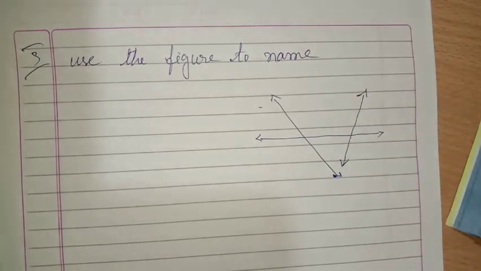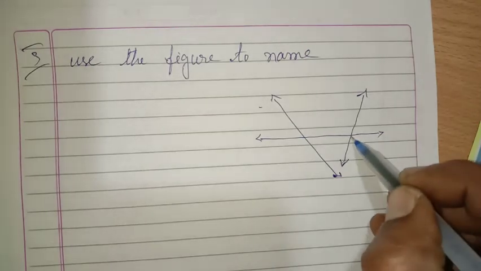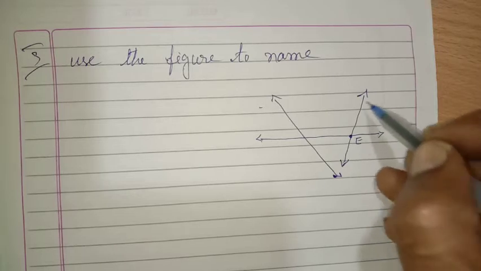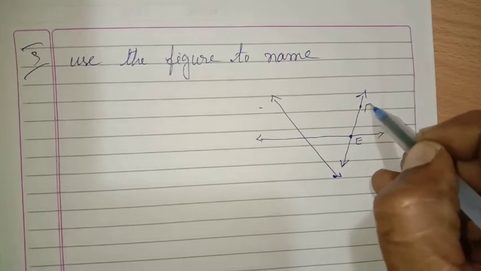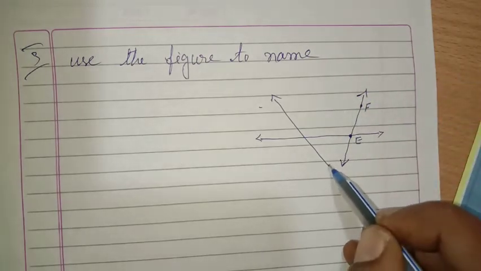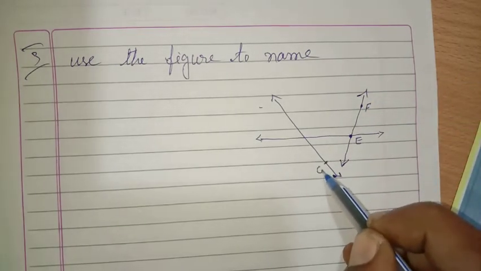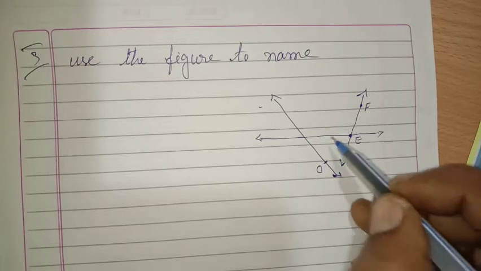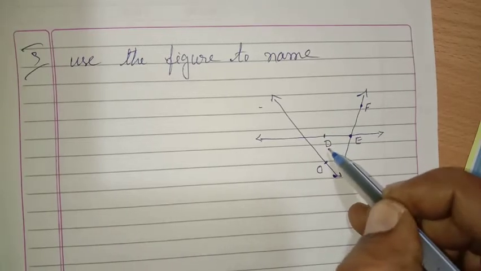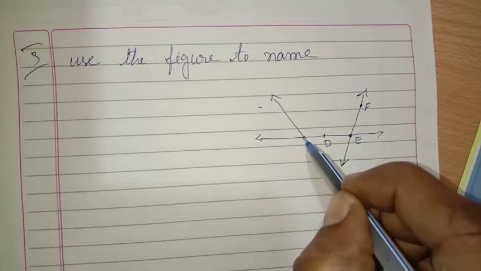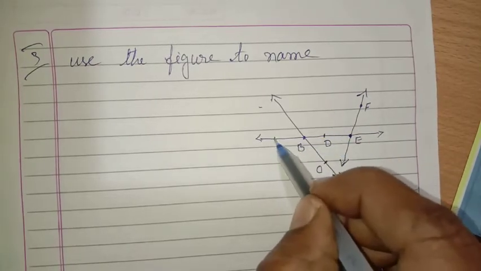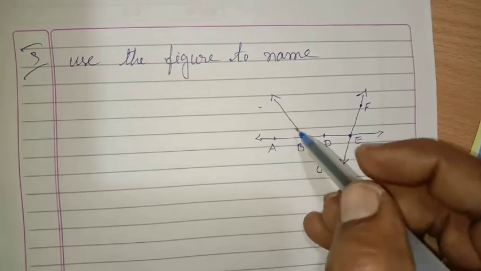This is the line. So this is point E, and then this is point F, and this is point O, and this is point D. This is point D. This is point B, and this is point A. So this is point C.